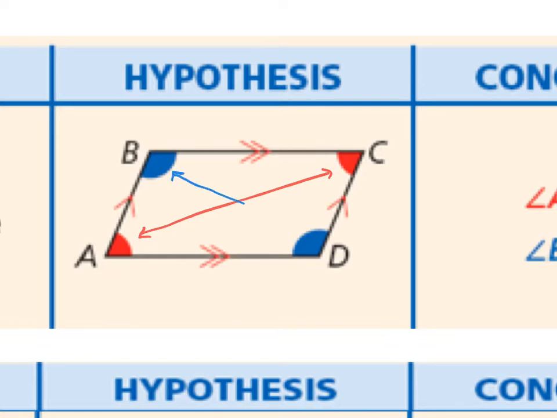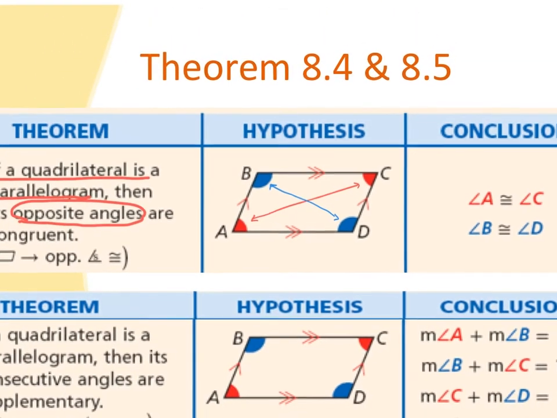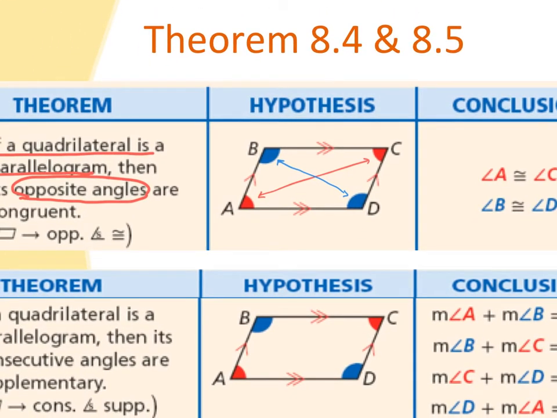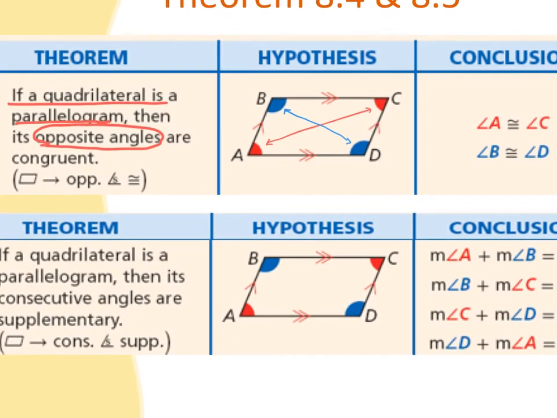And these will always be congruent. That will always be true in every single parallelogram. It doesn't mean it applies to anything else other than parallelograms. So we know that angle A will be congruent to angle C, and angle B will be congruent to angle D.